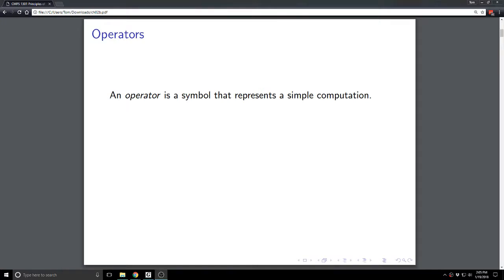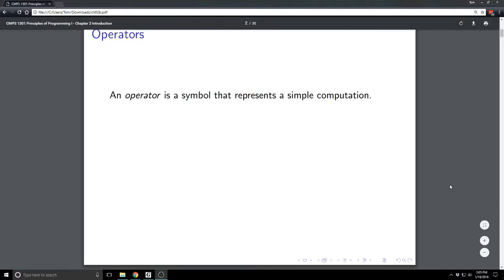In this video, we're going to talk about operators. An operator is just a symbol that represents a simple computation, and you're probably already familiar with most of the symbols that we will talk about.